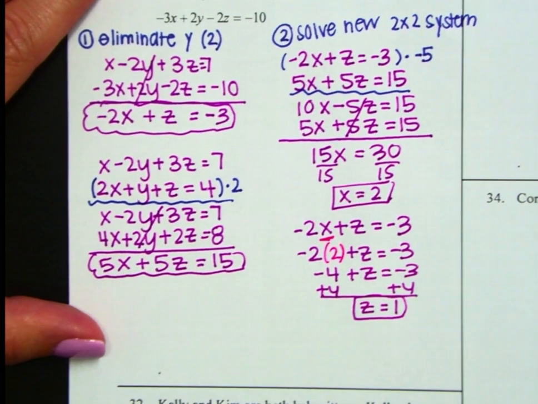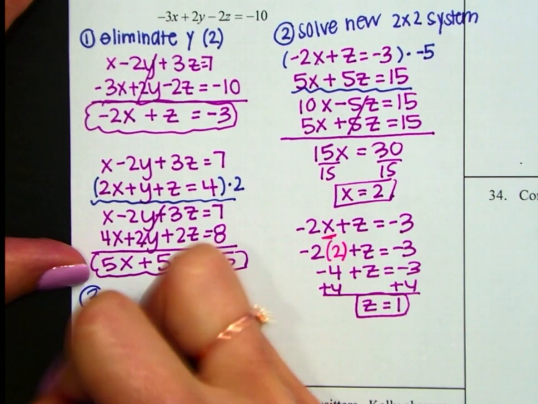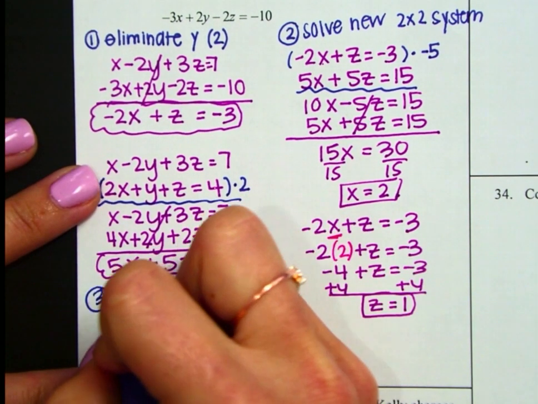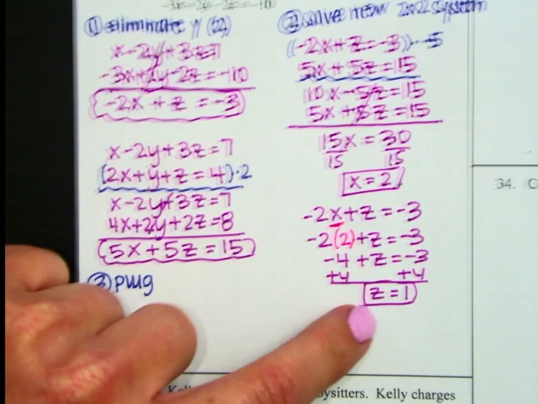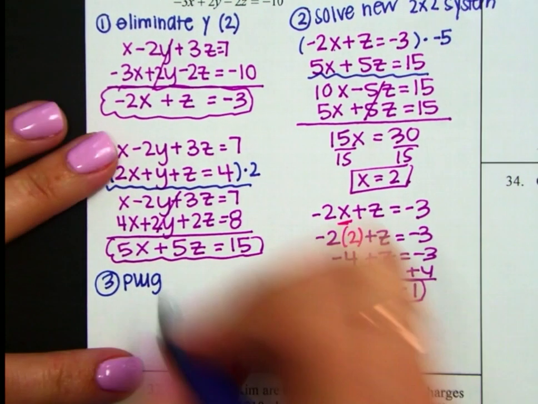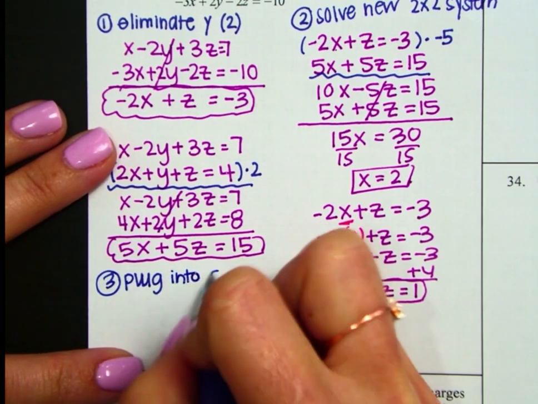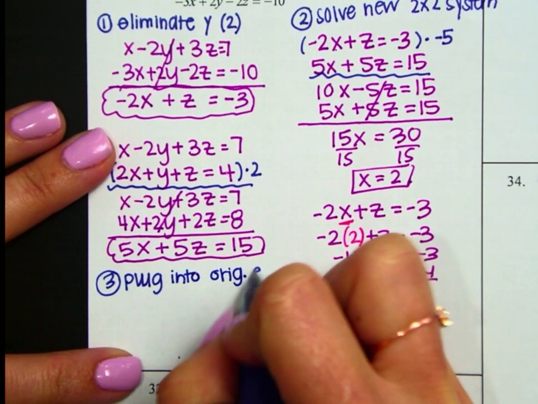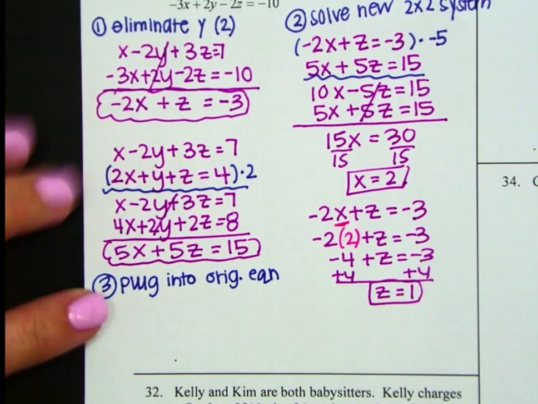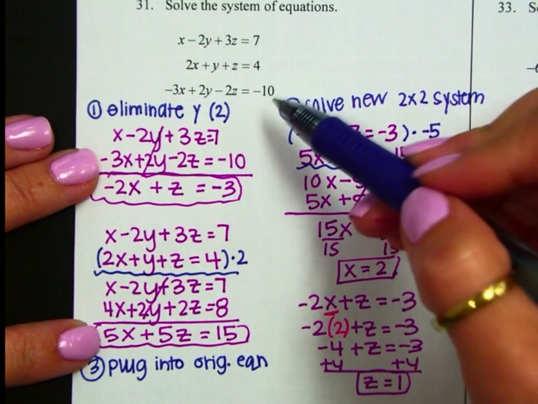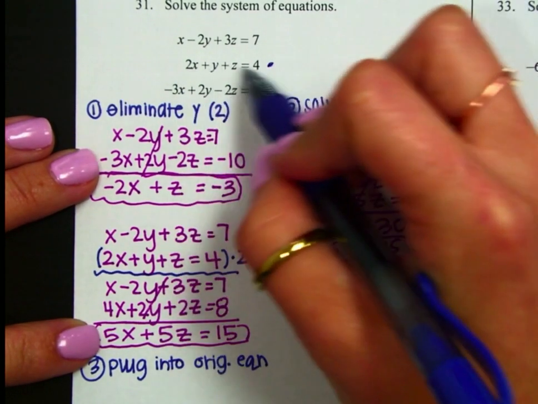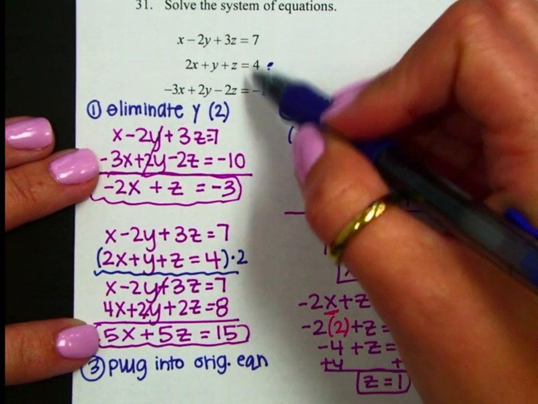Now that I have 2 variables, I'm on to my last step, step 3. I'm going to plug in, whoops, that says plug. These 2 that I just found, into the original equation. So we're going to pick any one of these 3 original equations. I'm going to pick the second one just because the numbers are smallest, but either one would work.